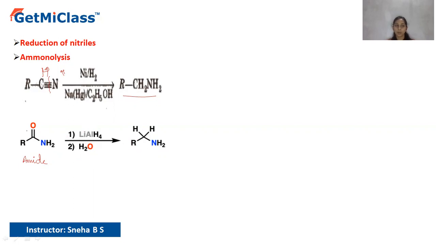C double bond O is there. Here the oxygen is eliminated, and in that place two hydrogens come and attach. So that is what we call reduction of amide. If you use lithium aluminum hydride, it's a strong reducing agent, and amines are formed as a product. So that is regarding the reduction of amides.